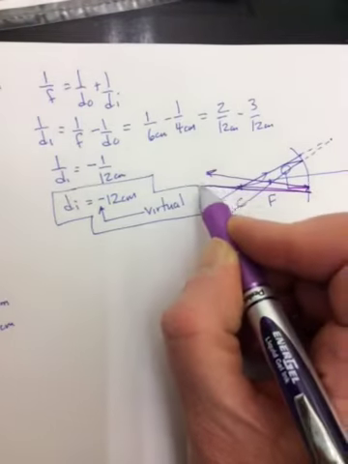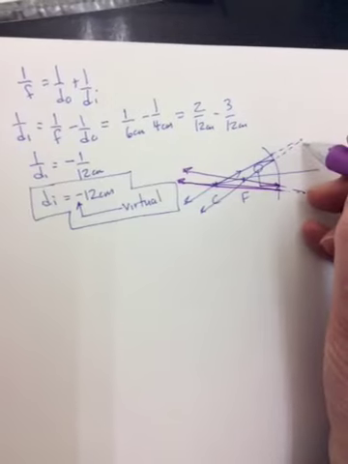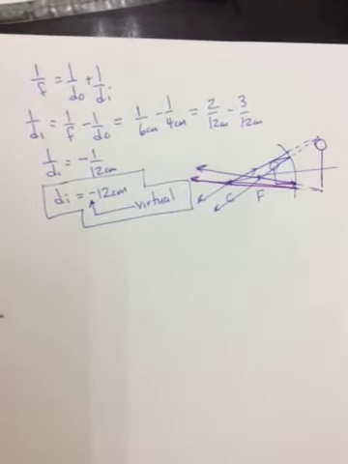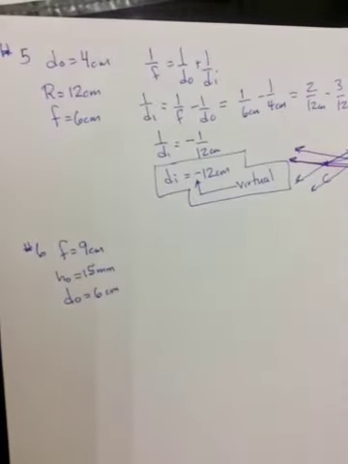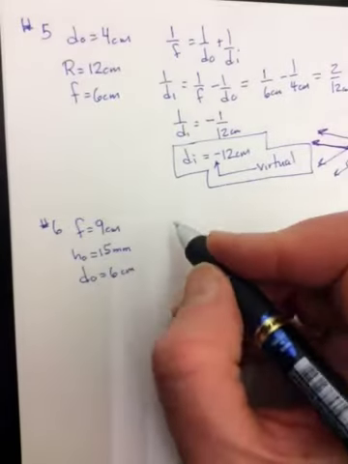Almost in through C. Follow it back, and your image will be here. Okay, larger, virtual, behind the mirror, erect. All right, back to number 6. Find the image using the mirror equation.